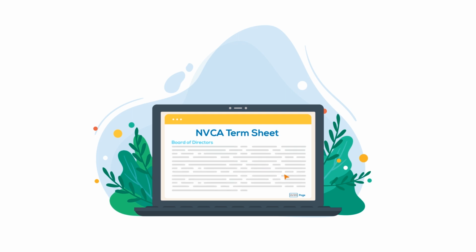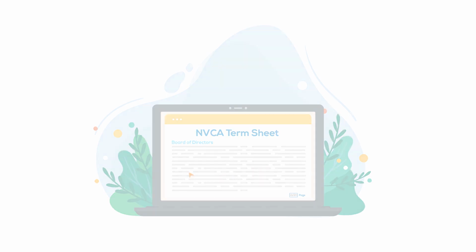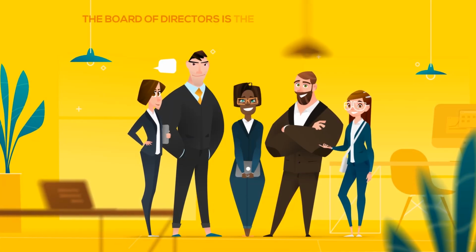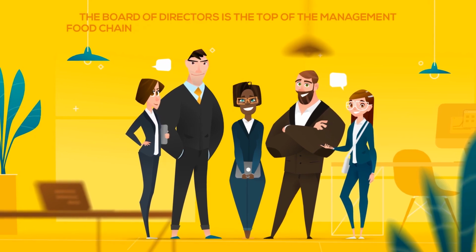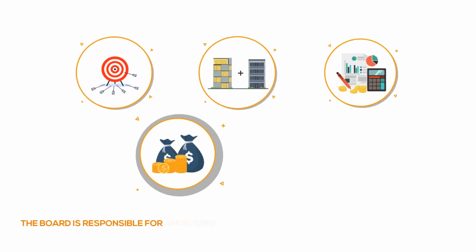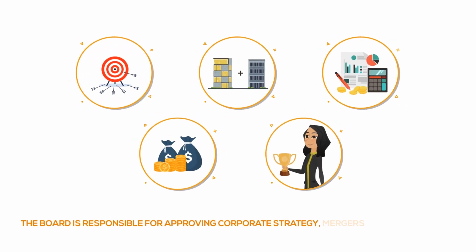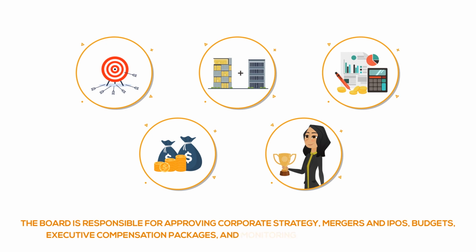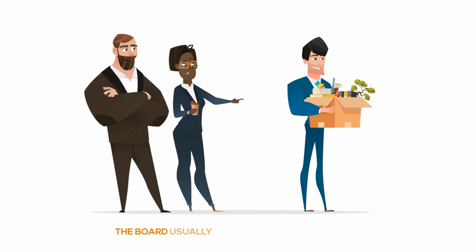This section is located in the voting rights section of the NVCA term sheet. The Board of Directors is the top of the management food chain and is the most powerful entity in a company. The board is responsible for approving corporate strategy, mergers and IPOs, budgets, executive compensation packages, and monitoring the success of executives. The board usually has the right to fire the CEO.